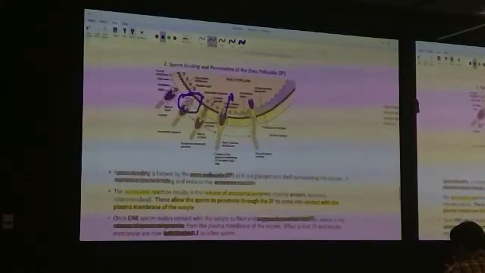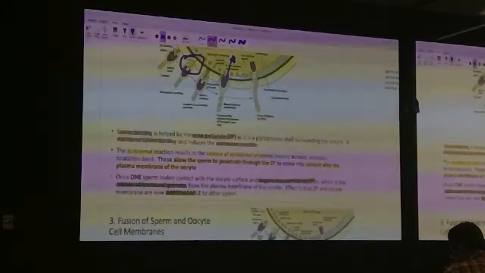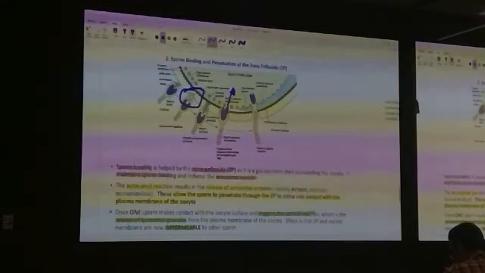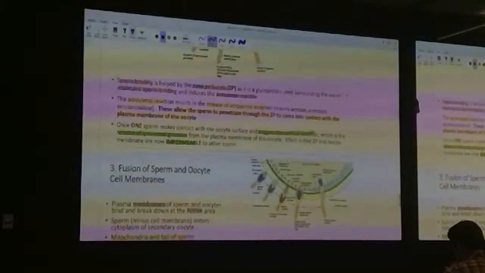Once the sperm gets to the egg, it binds to the zona pellucida and it triggers the acrosome reaction. The acrosome reaction melts the membrane and then allows the sperm to penetrate through the zona pellucida. Once it penetrates, it triggers the cortical reaction, and the cortical reaction prevents other sperm from penetrating it. It makes it impermeable. Okay.